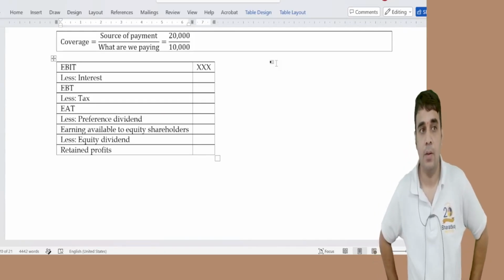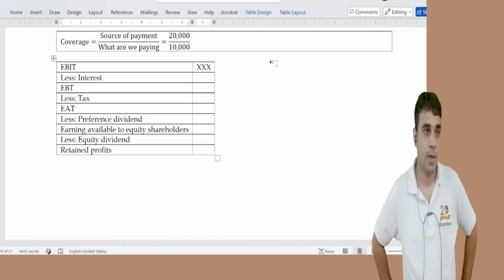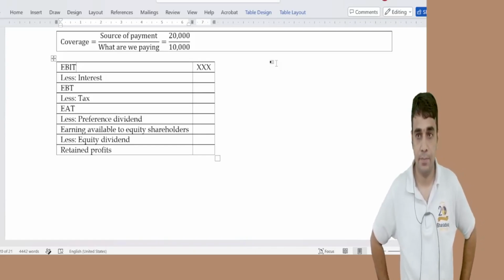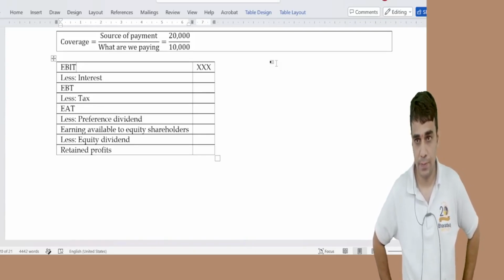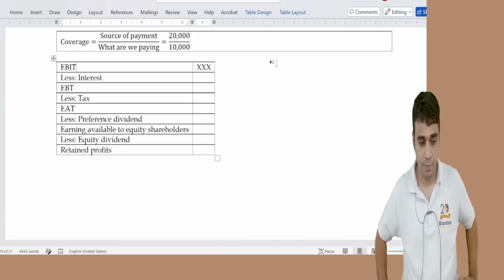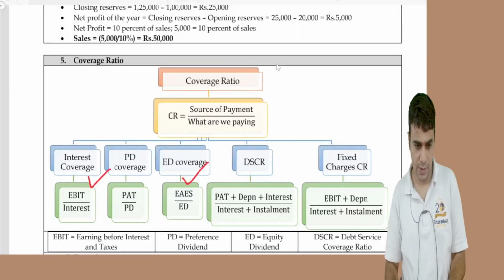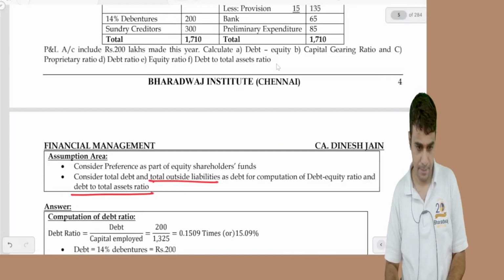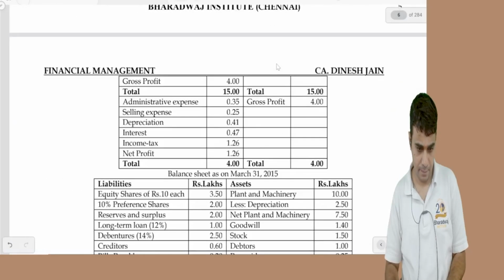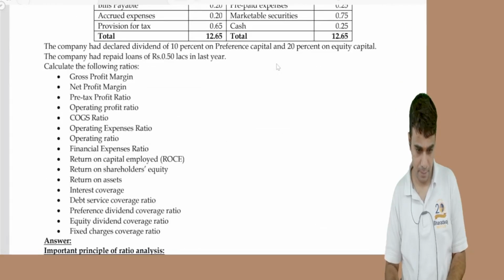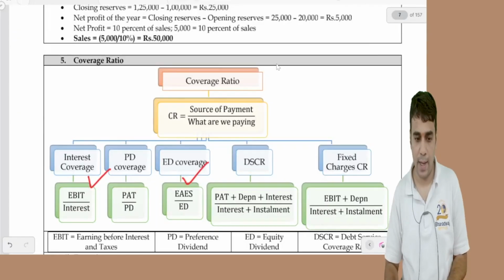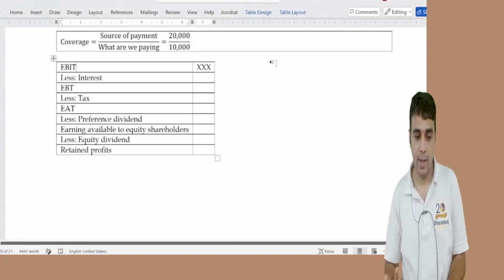Clear? Can you proceed? Any doubts on this? Done? Before I go to the question, just give me a minute. I need to discuss one more category and then I go to the question. Any doubts on this?